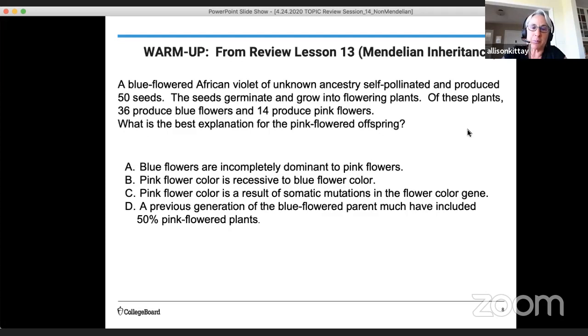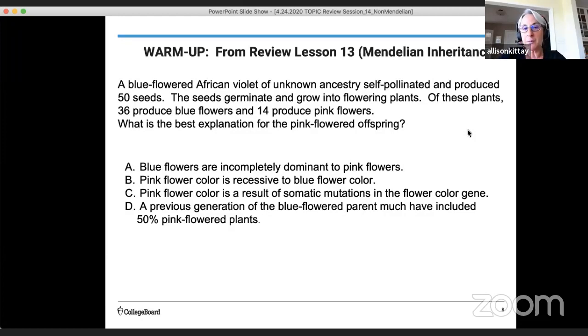So first, we're going to go over our warm-up, which is just a multiple choice question, but it really gives you some practice at thinking about how Mendelian inheritance patterns work. So we have a blue-flowered African violet of unknown ancestry. So we don't know if it is going to be homozygous dominant, heterozygous, or homozygous recessive. And it self-pollinated and produced 50 seeds. The seeds germinate and grow into flowering plants. Of these plants, 36 produce blue flowers and 14 produce pink flowers. What is the best explanation for the pink flowered offspring?